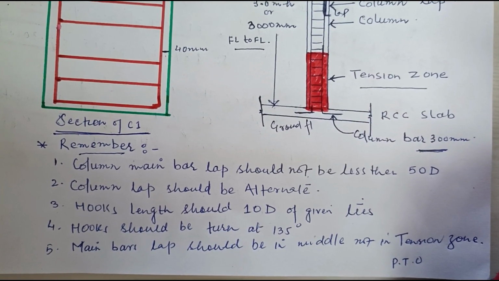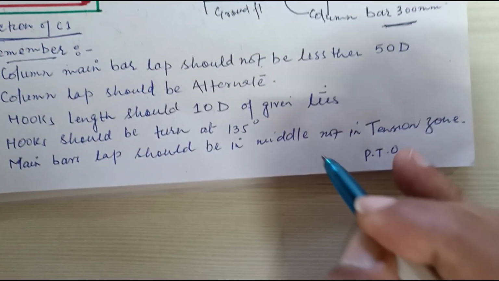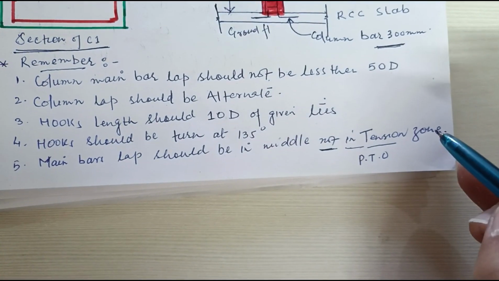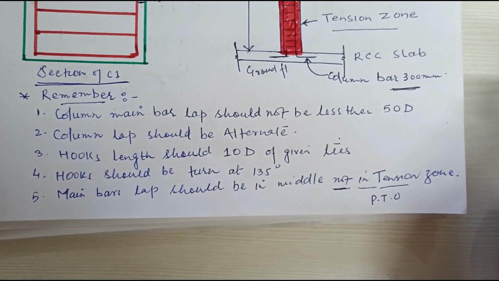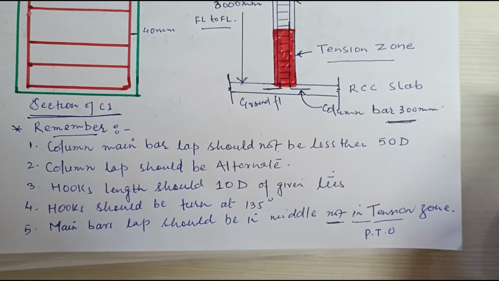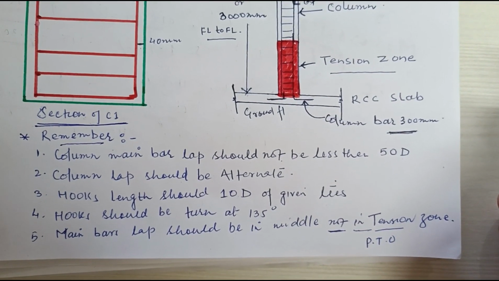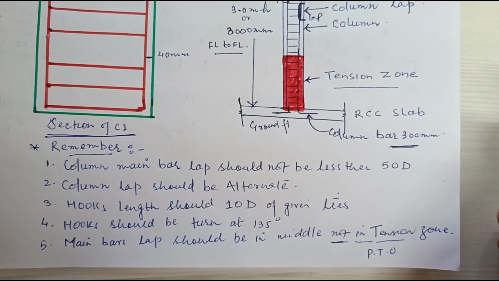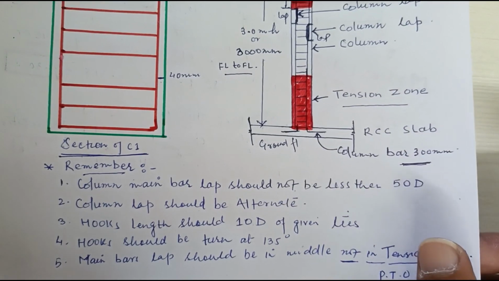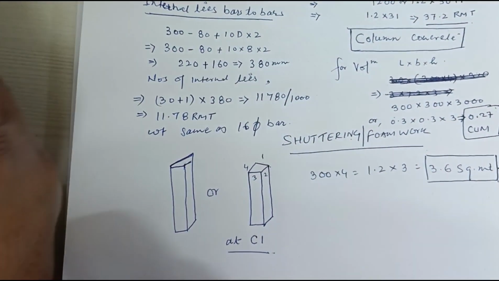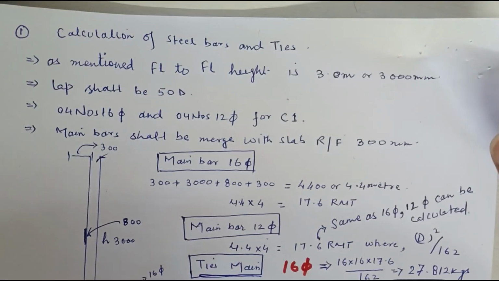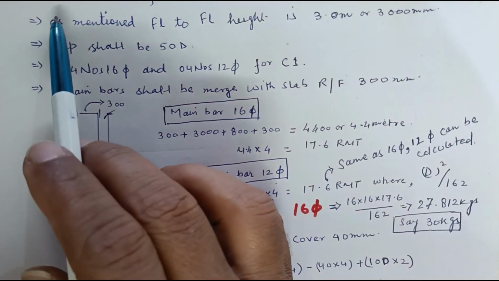And the fifth point is main bar lap should be in middle, not in tension zone. So this is very important to understand. Hope this will work in your daily civil activities, especially when you are going to work on RCC slab or RCC column work. Now we are going to see another thing, how to calculate the reinforcement. Now let's start to calculate the reinforcement.